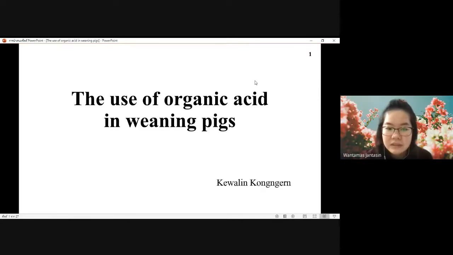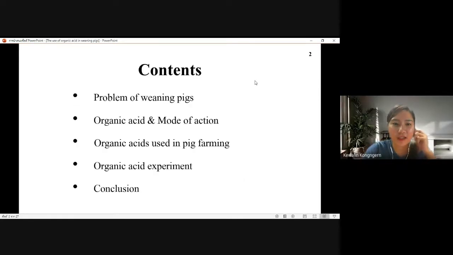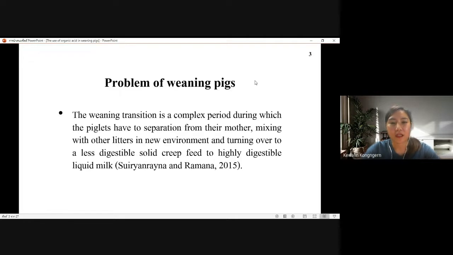The content includes the problem of weaning pigs, organic acid and mode of action, organic acid used in pig farming, organic acid experiments, and the last one is the conclusion. The problem of weaning pigs is that the weaning transition is a complex period during which the piglets have to separate from their mother, mix with other litters in a new environment, and turn over from highly digestible liquid milk to a less digestible solid feed.